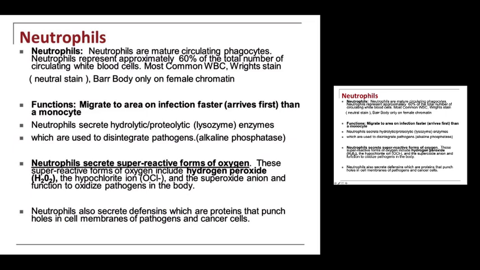The neutrophils are mature circulating phagocytes. They represent about 60% of the total number of circulating white blood cells. Remember, never let my engine blow, 60-30, 6-3-1. It's the most common white blood cell. The function is that it's the white blood cell that arrives first when there's an issue. It arrives there quicker, even faster than a monocyte. The neutrophils are going to degranulate and release their hydrolytic, proteolytic enzymes to help disintegrate whatever pathogen was there.